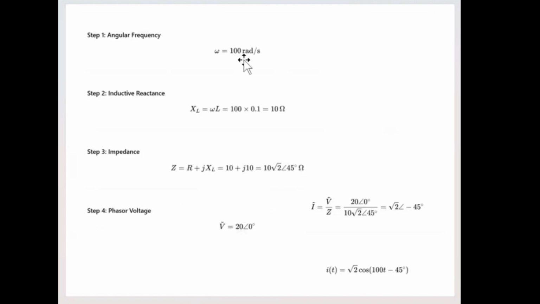First things first, the angular frequency is 100 radians per second. From there, we can find the value of the inductive reactance, which is omega L. Now the impedance of the inductance, which I show as Z of L, is just j times X of L, or you can write it as j omega L. And the total impedance is just R plus j X of L. Obviously R and L are in series, so we just add them together. That's going to be 10 plus j times 10.